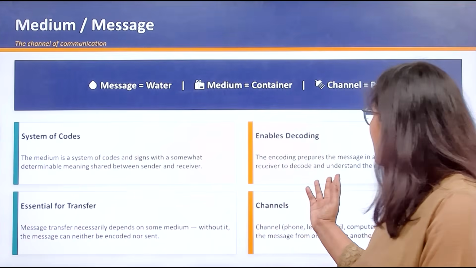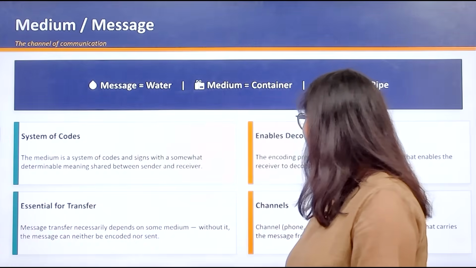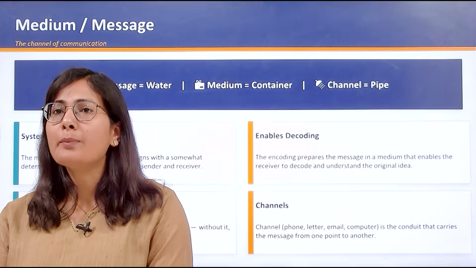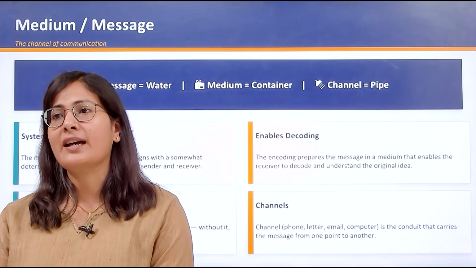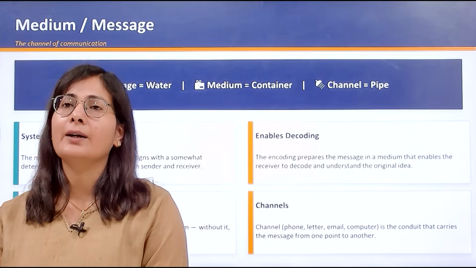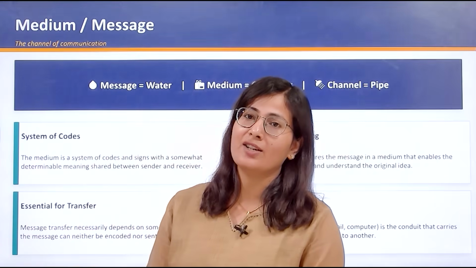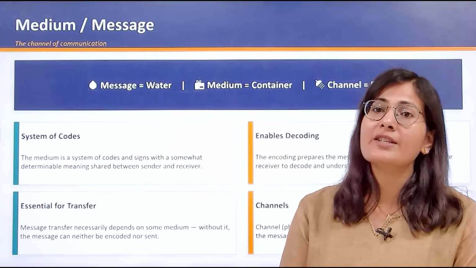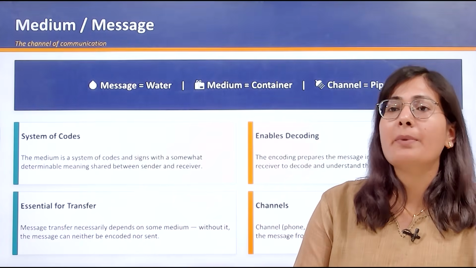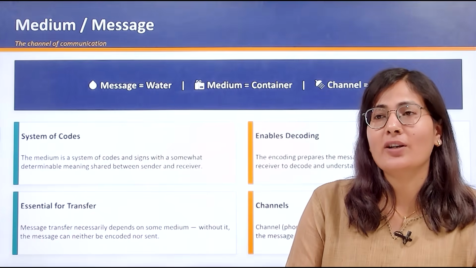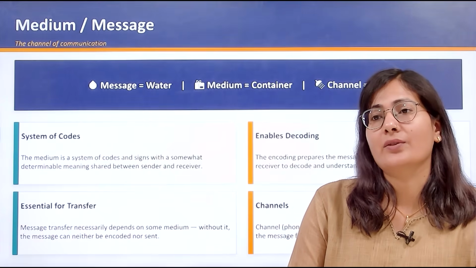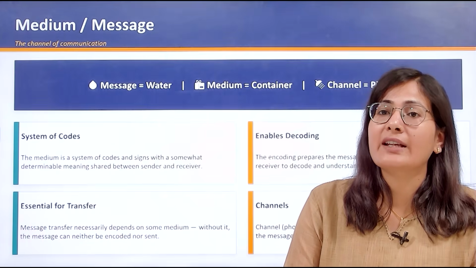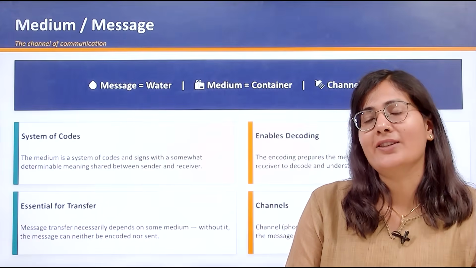It also enables decoding, in that encoding prepares the message in a medium that enables the receiver to decode and understand the original idea or the intended meaning which is communicated by the sender. It is also essential for transfer, because message transfer necessarily depends on some medium. Without the medium you will be unable to transmit or communicate that message, right? So without it, the message can neither be encoded nor sent to the receiver.